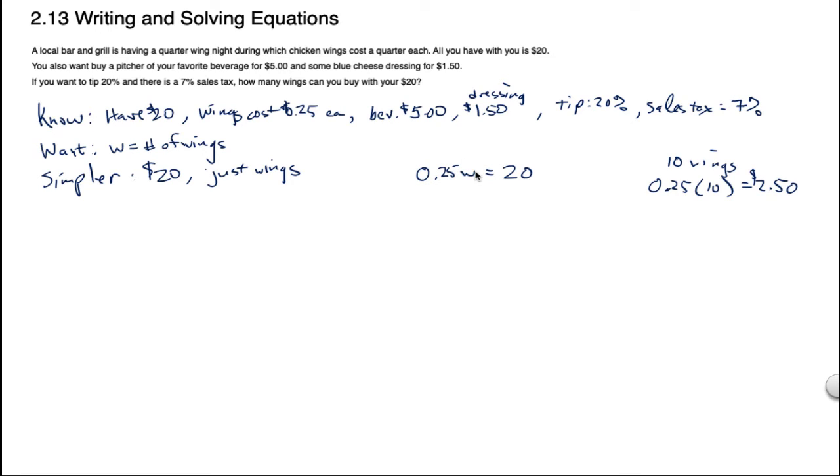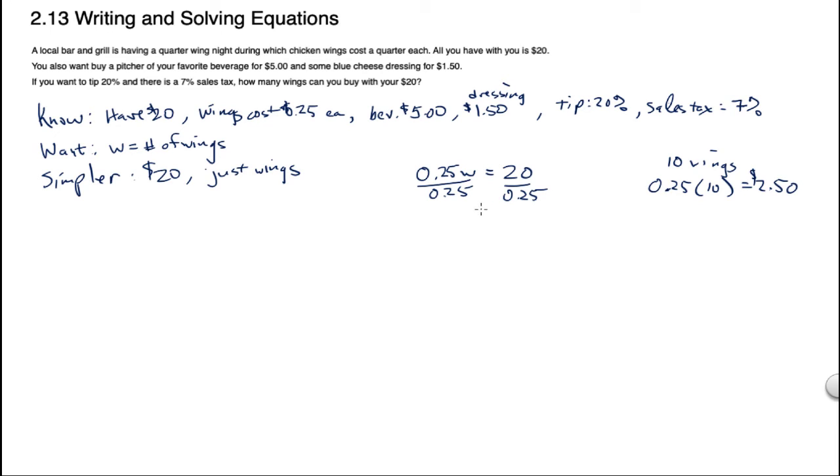0.25W equals 20. Now, solving just this equation, if you remember, to solve equations you just do the same operation to both sides until you get the ultimate goal of getting the variable by itself. Okay, well, we want W by itself. Who's in the way? Well, the 0.25. It's being multiplied by the W. So let's divide both sides by 0.25, 25 cents.